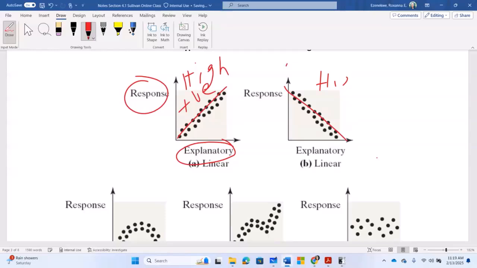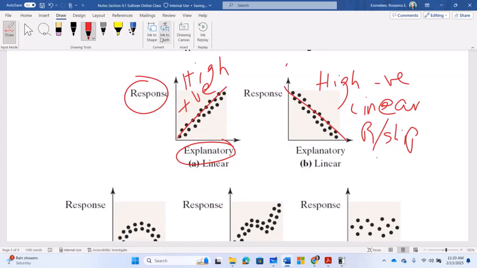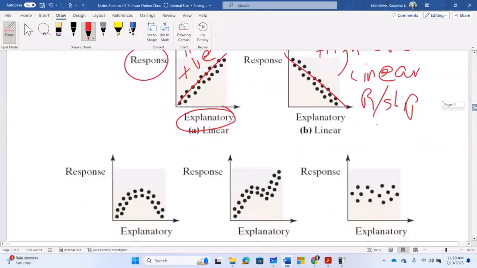High negative linear relationship. Linear, remember it is a linear regression. So high negative linear relationship between the explanatory variable and the response variable. Okay, let's go back down and see more scatter plots.